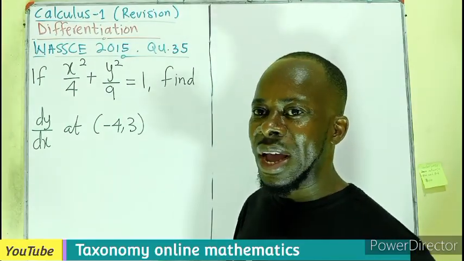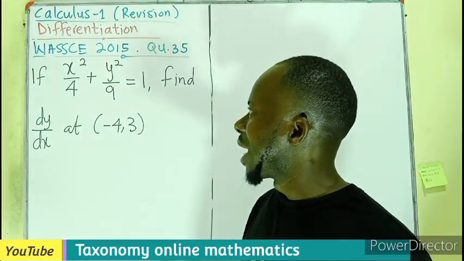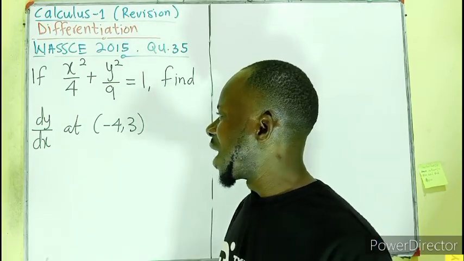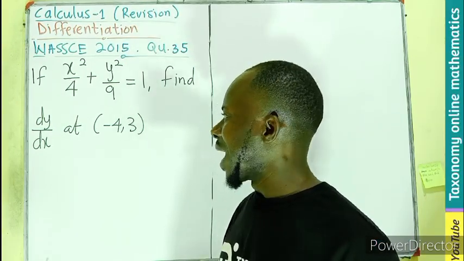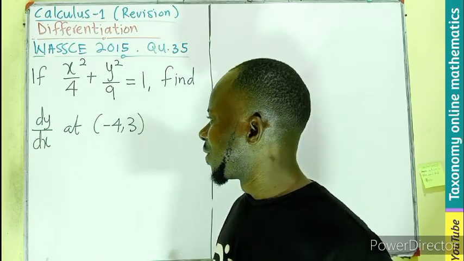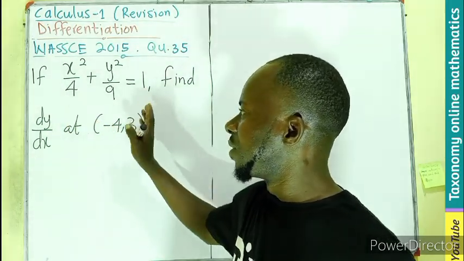If we have x squared divided by 4 plus y squared divided by 9 equals 1, we have to find dy/dx at the point (-4, 3). So we just need to perform the differentiation.